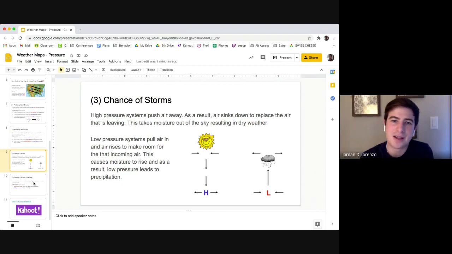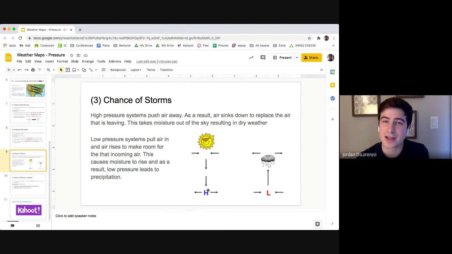But the big idea is, you can see from this picture, high pressure areas push air away. And as a result, air that was up high at a higher altitude is going to sink down to replace that air. This pulls moisture out of the sky and leaves you with dry weather.